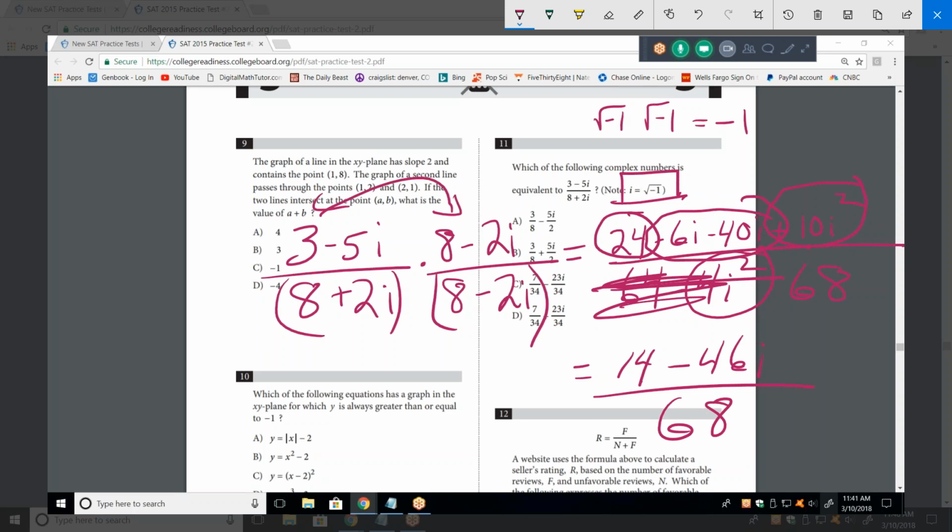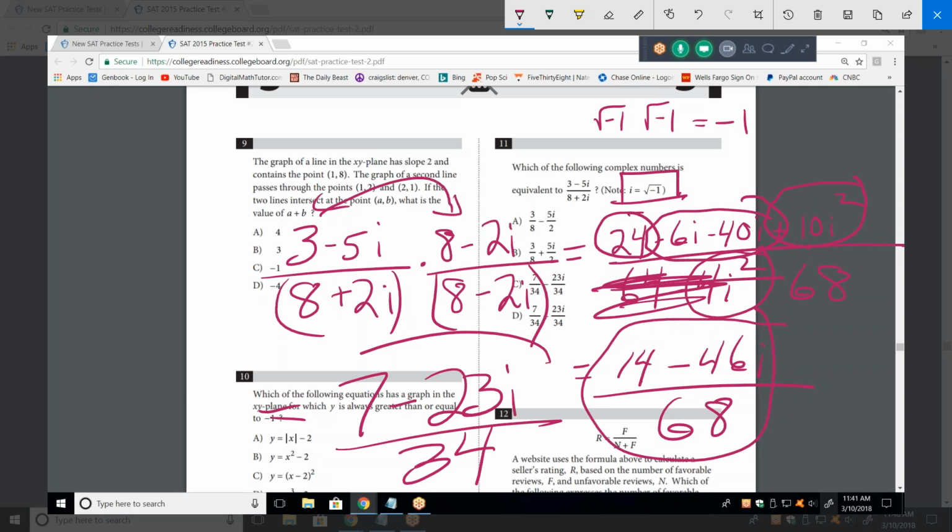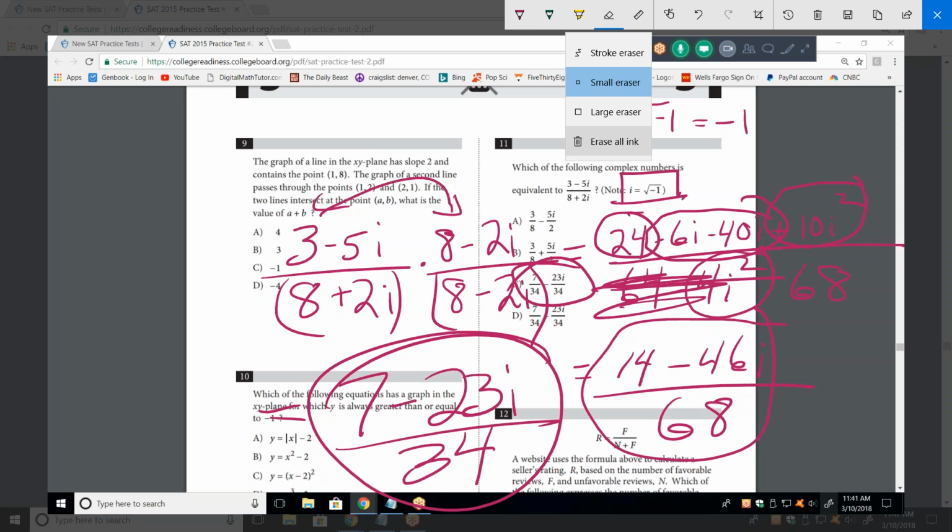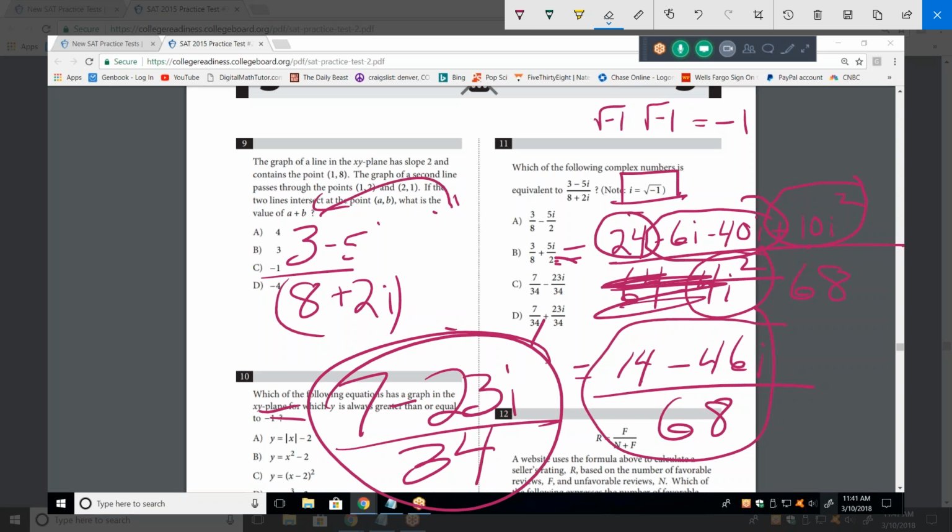Now I can simplify that a little bit by dividing top and bottom by 2, which gives me 7 minus 23i all over 34. What does that look like? That answer right there: 7 minus 23i all over 34. In other words, that's not exactly the same, but it has a common denominator, so I can operate on the numerators. That's the same as that.